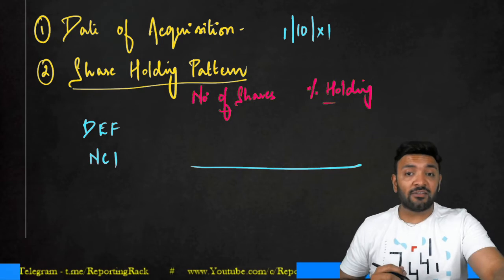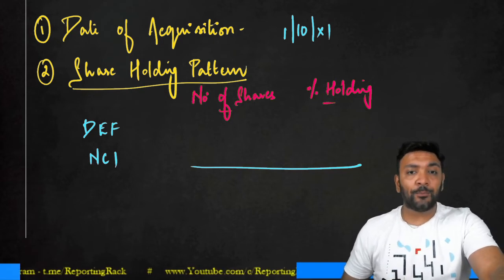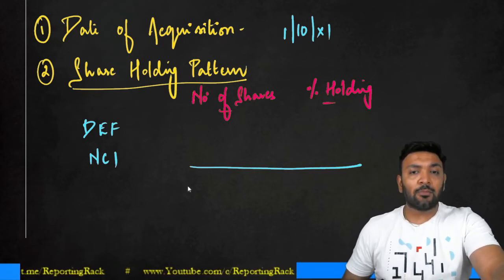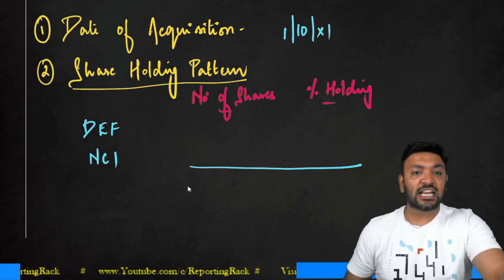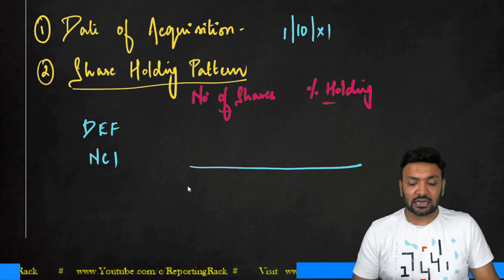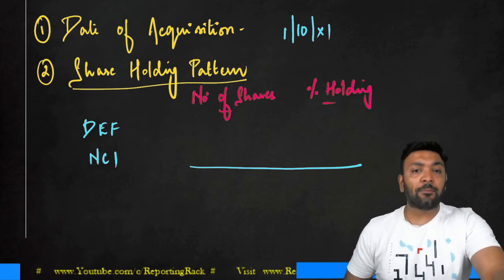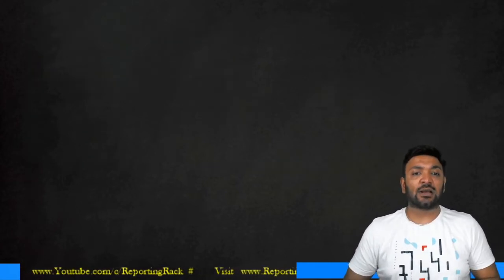So yes guys, we were solving this question. Let's get back to that. Number of shares held by DEF. If you look at the question, it says 100% of the shares. Therefore, the number of shares are complete. So look at what is the number of shares existing in XYZ.